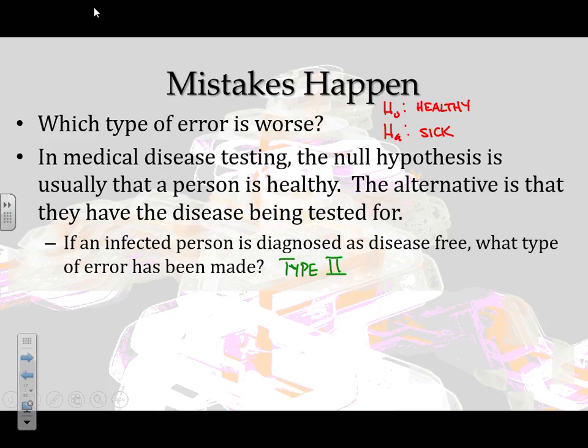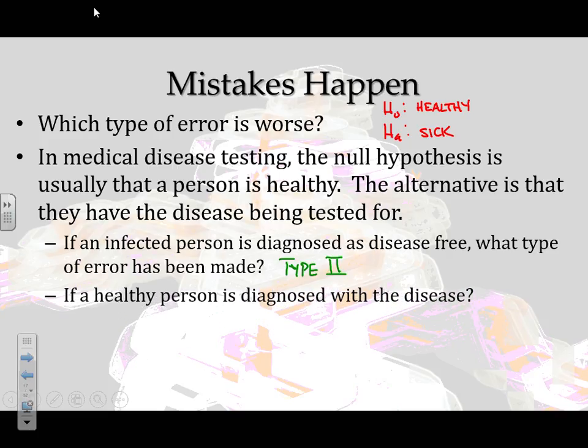Well, in this same situation, if a healthy person is diagnosed as having the disease, then which type have we committed? So this time, was our null true or false? It was true. They are in fact healthy, but we found evidence to reject that null and conclude that they're sick. So what did we commit? Type 1. Okay? So, those would be the two types of errors we can make in this particular setting.